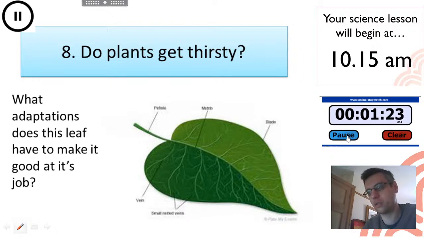And yeah, start a question. What adaptations does this leaf have to make it good at its job? If you feel like you're really good at that, have a think about the driving question. Do plants get thirsty? That kind of suggests we're going to be learning about water and what happens to water inside a plant. Water has to go on a bit of a journey in a plant because we said last lesson, water gets absorbed through the roots. But then it has to make its way into the leaf cells, the palisade cells, for photosynthesis to happen. So today's lesson is going to be all about the journey that water takes through a plant.